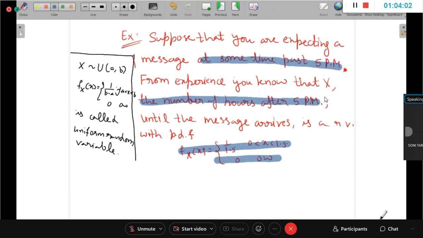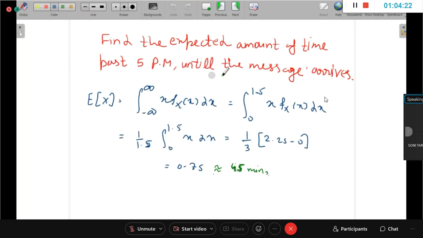Okay, so if you know by your experience that the number of hours it may delay, or the time until the message arrives to you, is a random variable. Anytime it can arrive, and that follows the uniform distribution over the interval 0 to 1.5. Now, in that case, find the expected amount of time past 5 p.m. until the message arrives. So you are interested in finding the expectation of x.